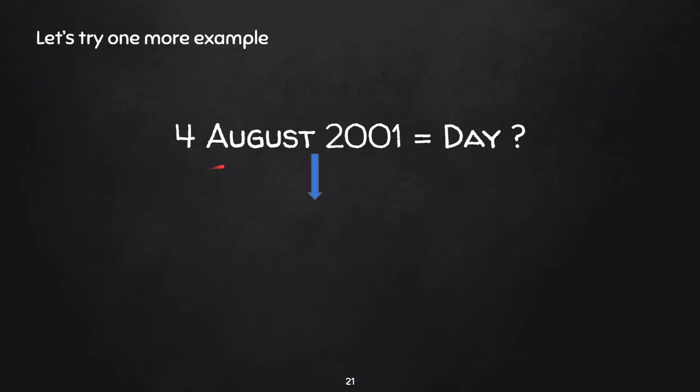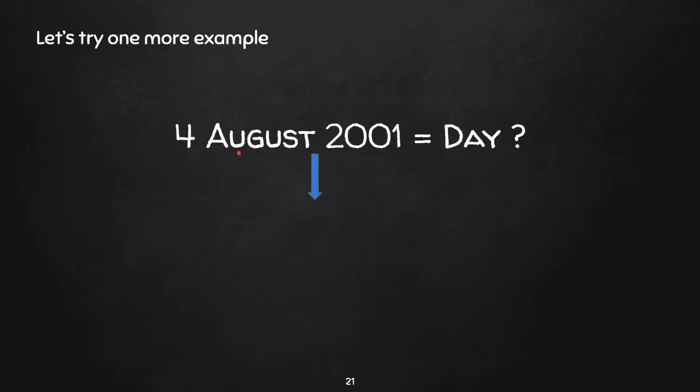What is the code for the month August? Just remember the mnemonics that we have already covered in the month code section. Do you remember the mnemonic for the month August? August begins with A, the first letter of the English alphabet. So the code for August is 1.